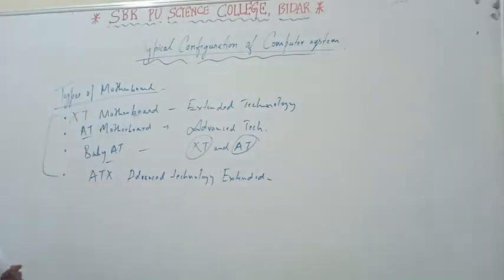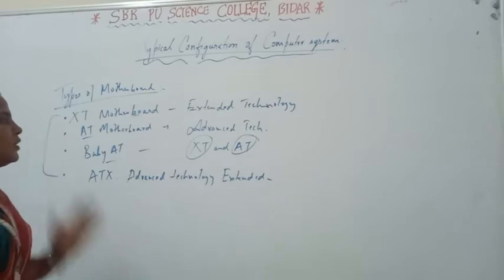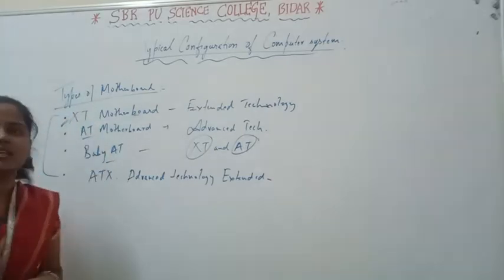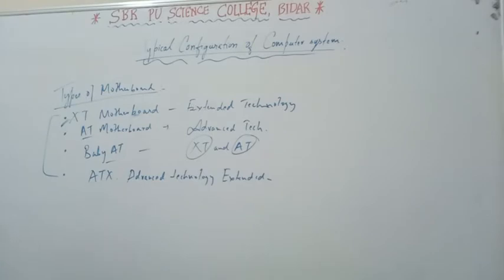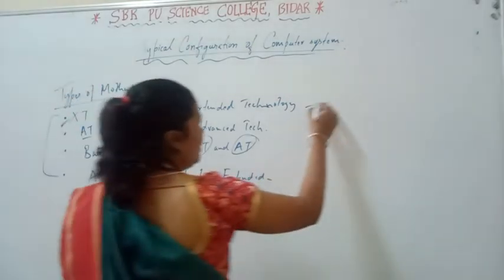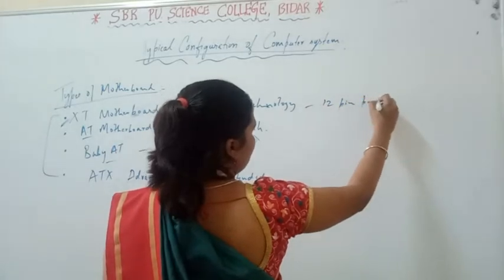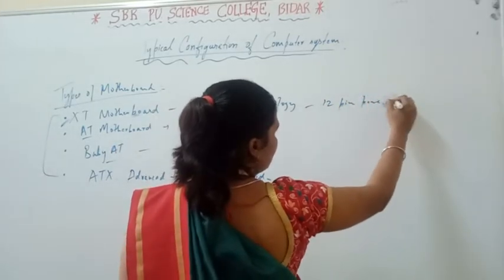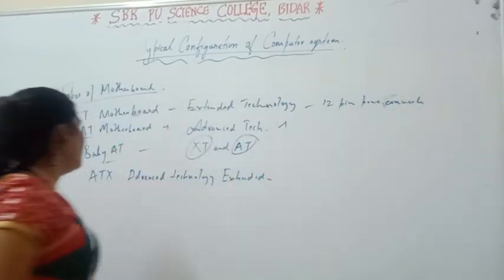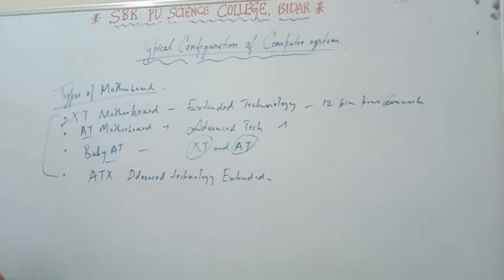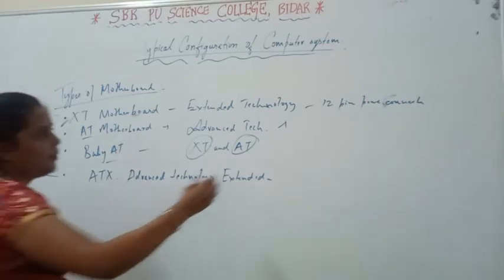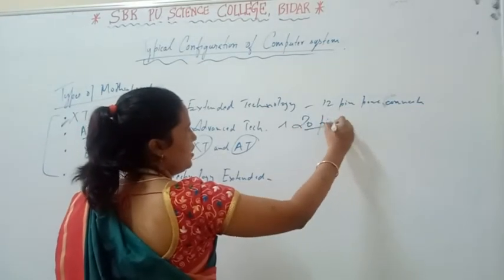Now what are the features of these? XT is an old model motherboard, we can say. This XT came first, very early on. XT means old model technology. It only had a 12-pin power connector. Next, after that, they added some features and made a new motherboard, AT. That had a 20-pin power connector.